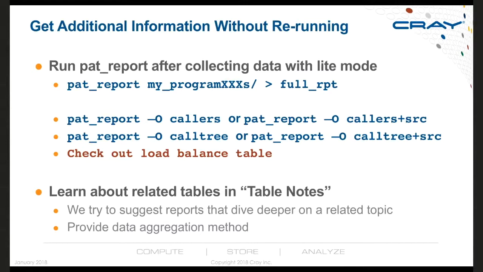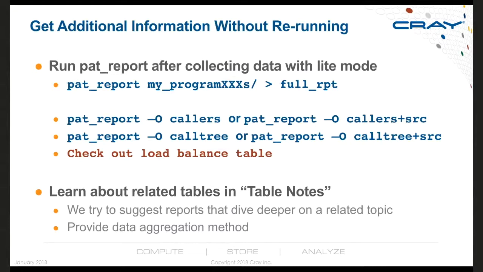Another thing that is popular, and used a lot, is to look at callers or the call tree. So you can run pat_report -O callers or -O callers+src. And this gives you both a top-down and a bottom-up view of your program with the call stack. So if you want to see where all your MPI sends were called from, for example, this is the way to do it. Or if you wanted to see what routines a particular function in your program called, then you can see that information.